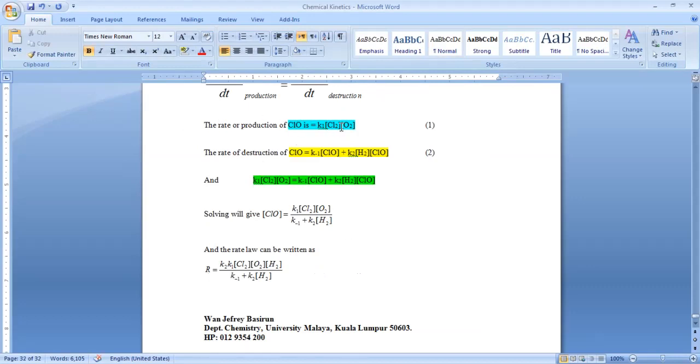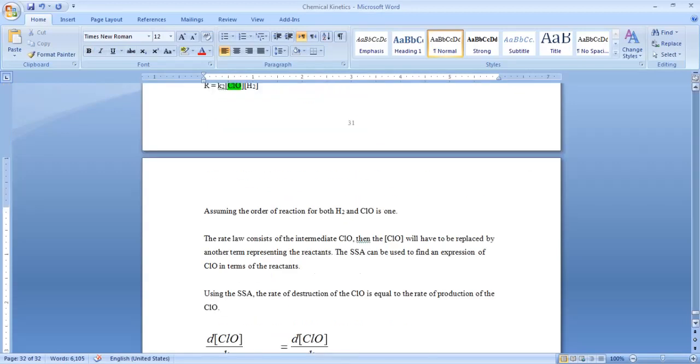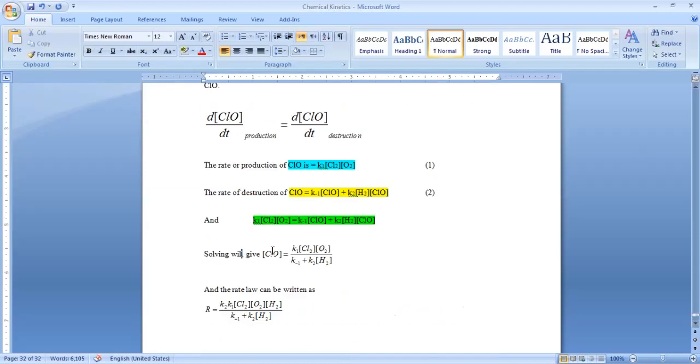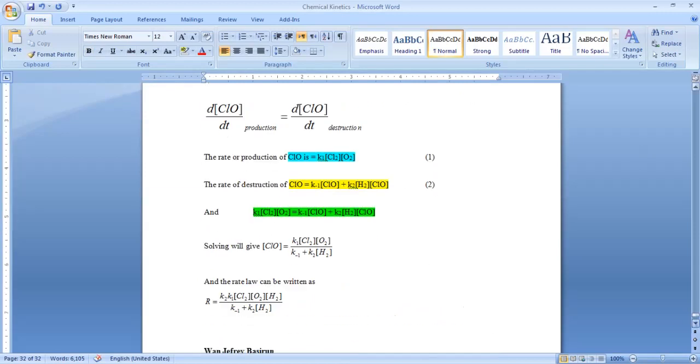the rate of production must equal the rate of destruction. So you make these equal, you get this expression, and you solve it to get ClO equals this expression. So this is equation number 1, equation number 2. You solve it and now you get this whole thing. Now you can find ClO. This is the expression for the ClO molecule. So substitute this into this equation. You finally get the rate law becoming this expression.